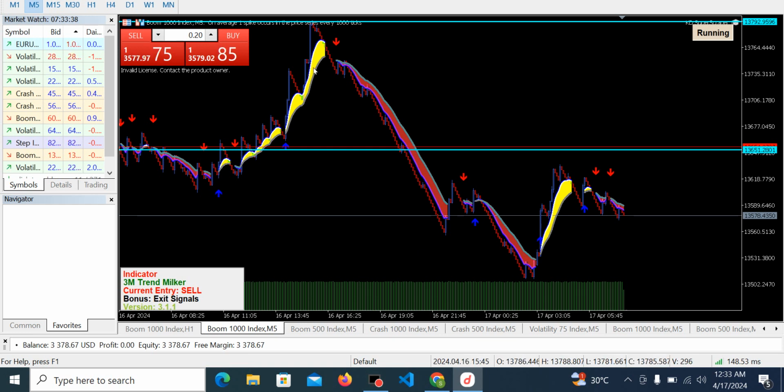When you see a yellow flag like this, it means that the market is on an uptrend, and when you see a red flag like this, it means that the market is on a downtrend. And the blue arrow signifies a buy, while the red arrow signifies a sell.